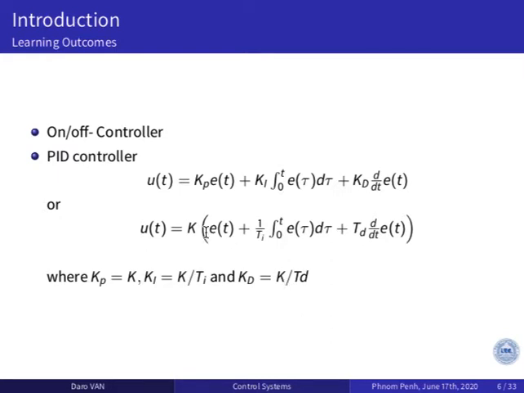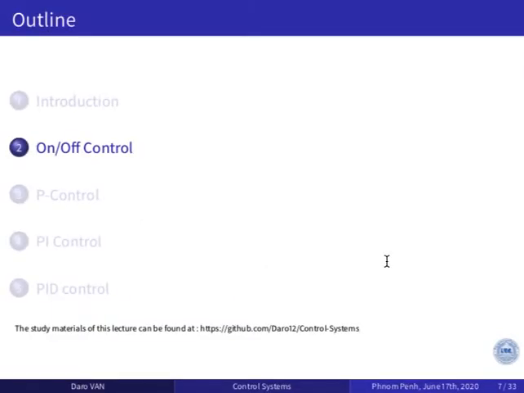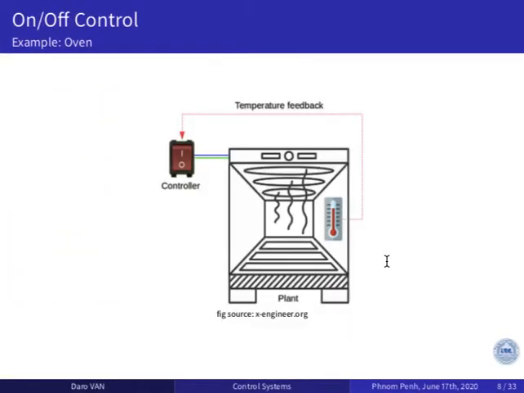And this is the full PID control. Sometimes it is written like this and sometimes it's written like this, but both of them are identical. You don't need to worry about the math right now, we'll go into the detail later. Okay, so let's move to on-off control. For simplicity, let's consider how to control the temperature in an oven.